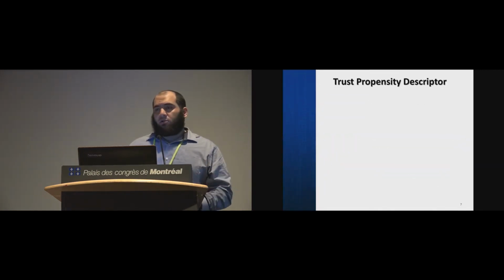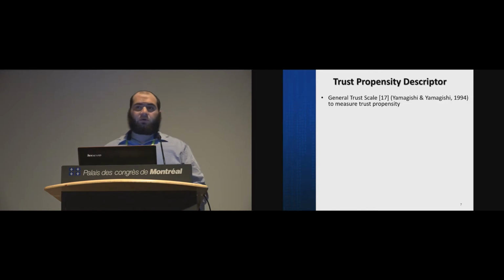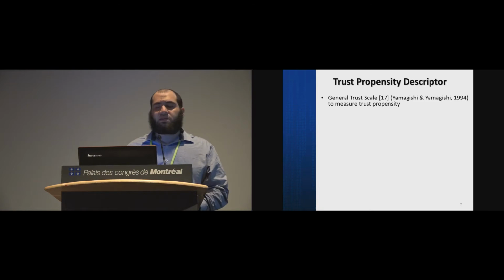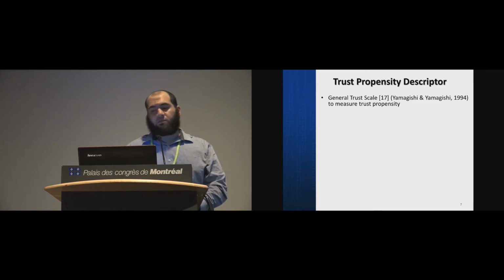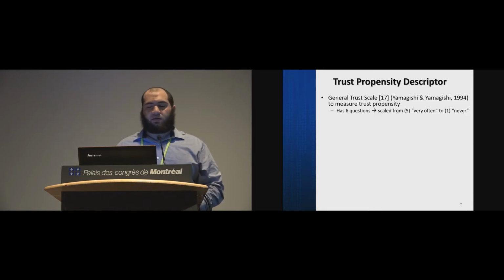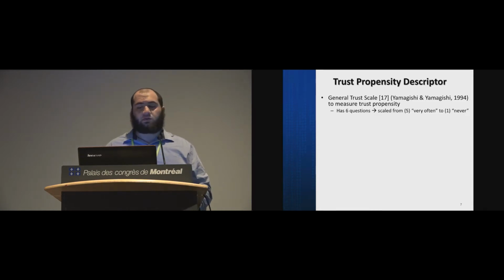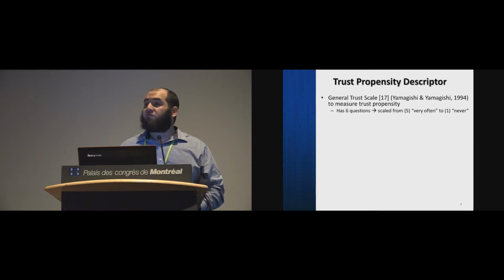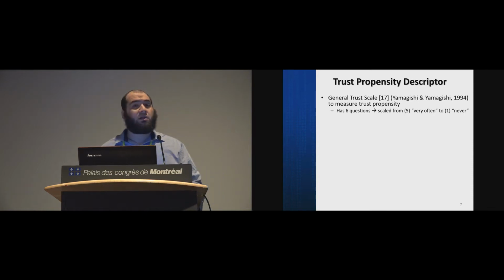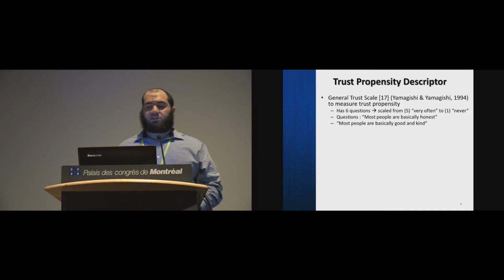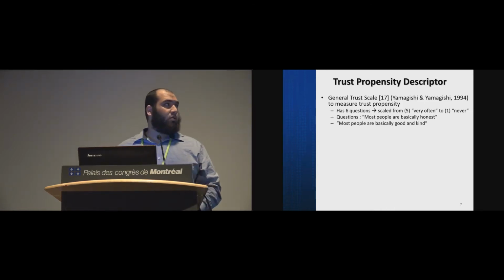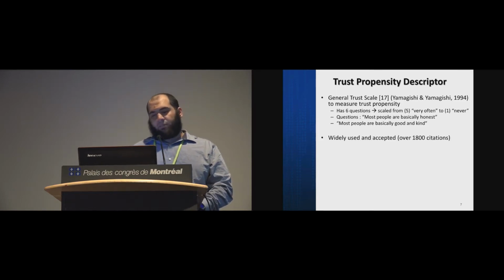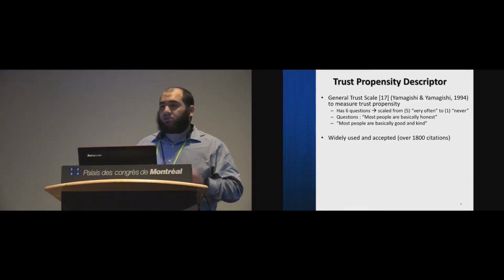Now, let's talk a little bit about the trust propensity descriptor, or the scale. We used the General Trust Scale, GTS, by Yamagishi and Yamagishi, which measures the trust propensity of people. This scale has six questions that are scaled from 5, meaning very often, to 1, meaning never. Some of the questions of the survey were like, most people are basically honest, most people are basically good and kind. Why did we select this particular survey?